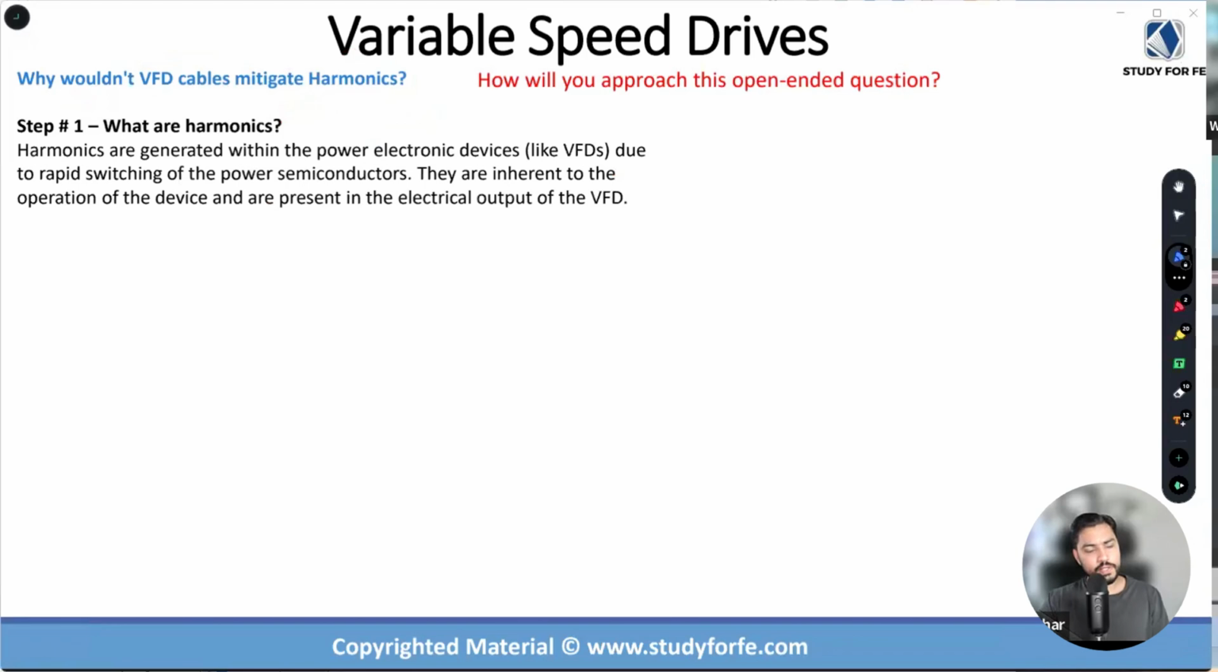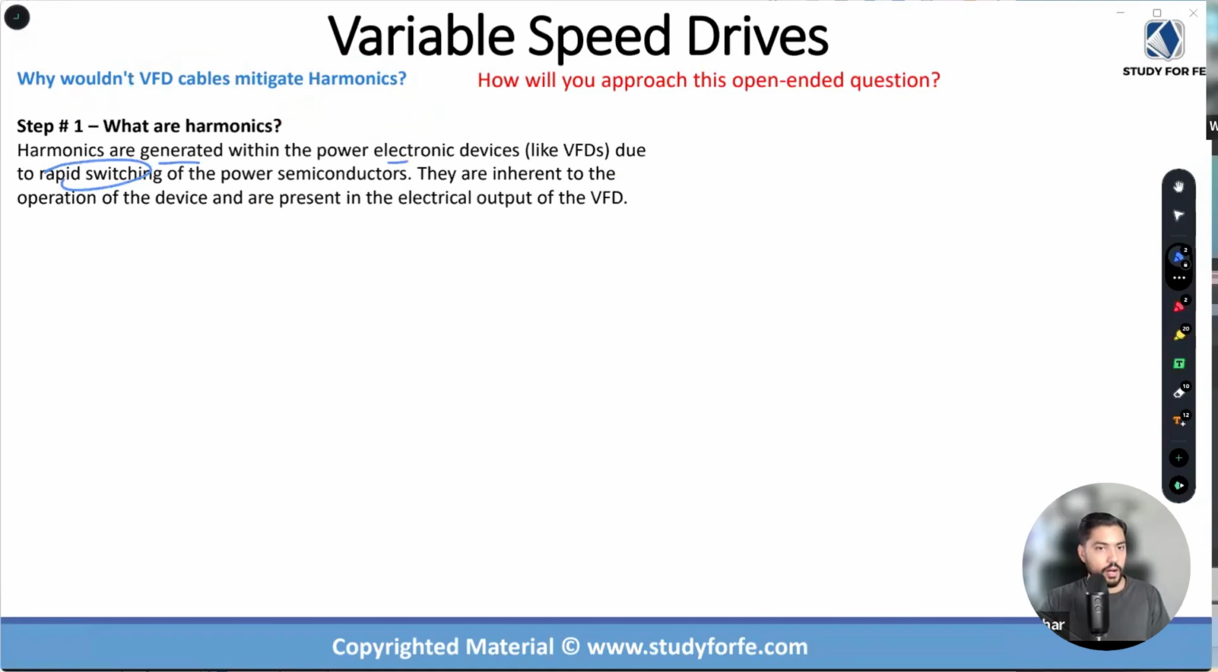Let's go back to the basics. What are harmonics? Okay, very briefly, they are generated within power electronic devices like VFDs, UPSs. Okay, when we are doing switching, the more rapid switching we are doing, the more harmonics are basically created, and a plethora of harmonics are created.